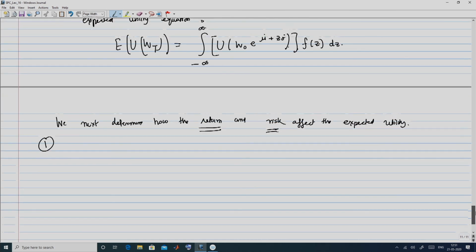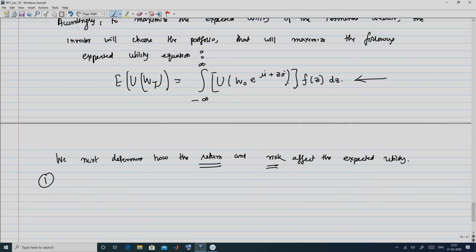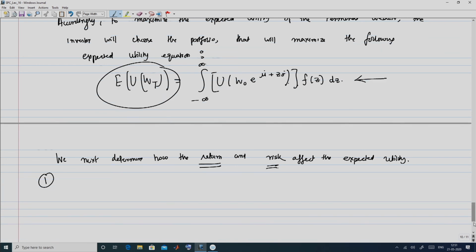So, we next determine how the return and risk affect the expected utility. All right. So, we will look at these 2 points in terms of sensitivity to return and sensitivity to risk. Accordingly, we will start off with this form of the expected utility and take the partial derivative of this with respect to mu dot and sigma dot square.